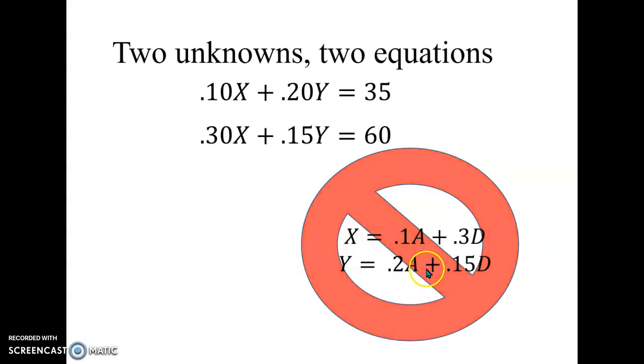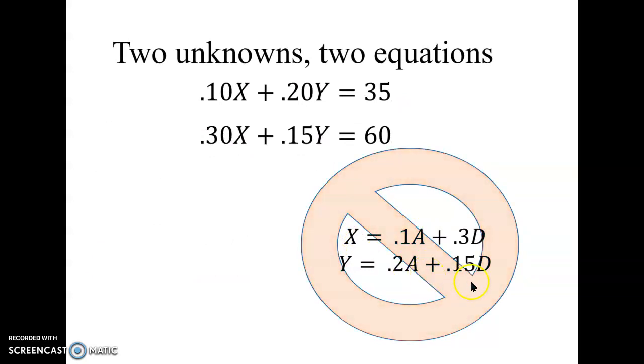And I hit back. If you remember that first thing I tried to start with, I have no constants. I have 1, 2, 3, 4 unknowns. I'm not going to get anywhere with this.